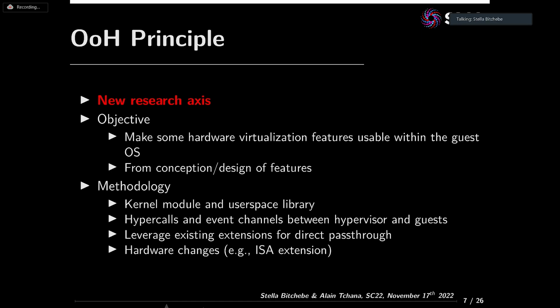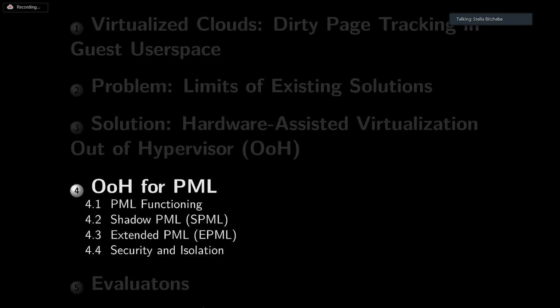An OOH designer should provide the guest with a kernel module and a user space library, rely on hypercalls and event channels to communicate with the hypervisor, leverage as much as possible all existing extensions to provide the guest with direct access to the hardware, and when it is necessary and when it brings better performance, think of hardware changes such as instruction set architecture extensions. So in this work, we illustrate the OOH principle with Intel page modification logging.